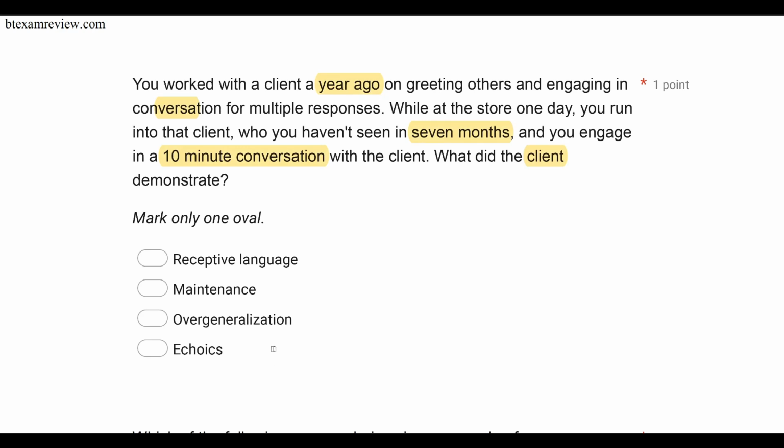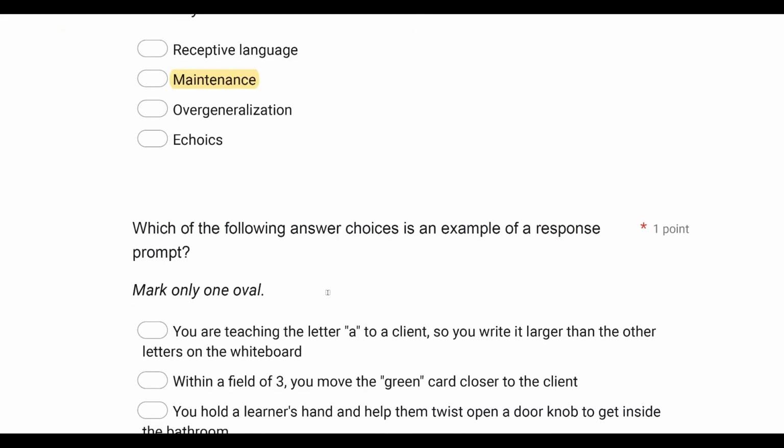And then echoics. Echoics is one of our verbal behaviors. Echoics is exactly what it sounds like. The speaker or the listener is echoing one another. So if I say something and you echo it to me right back, that is an echoic. The client's not doing that. He's actually engaging in conversation. The client, by demonstrating conversation 7 months later after teaching has stopped several months ago, is demonstrating B, maintenance.